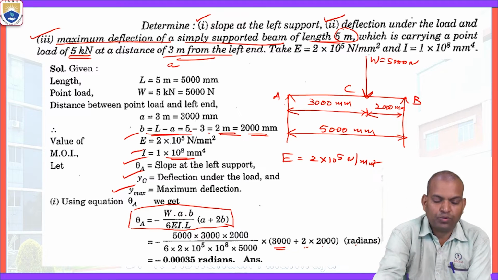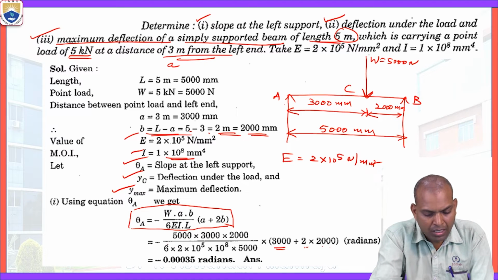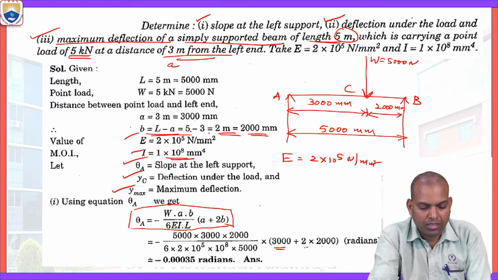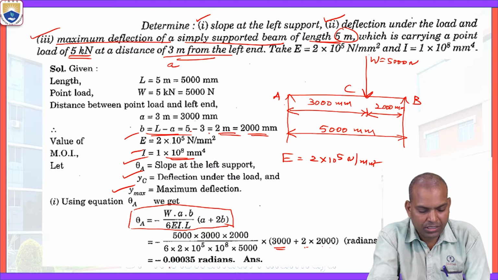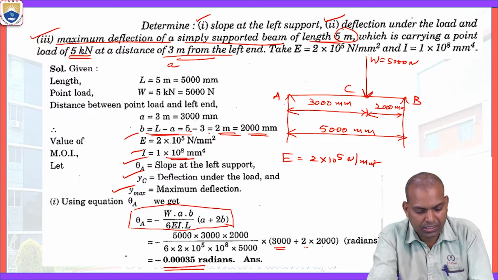So the value of slope comes in the units of radians. After calculation, the calculated value is negative 0.00035 radians, that is theta A.